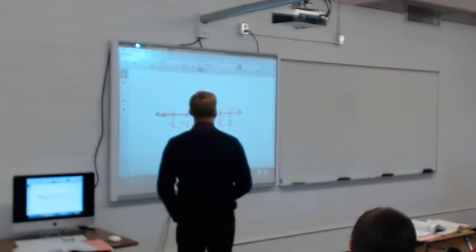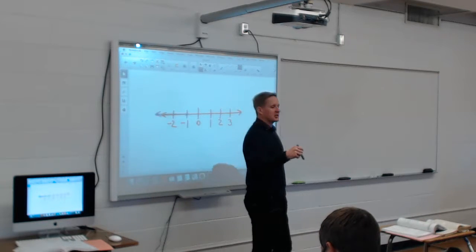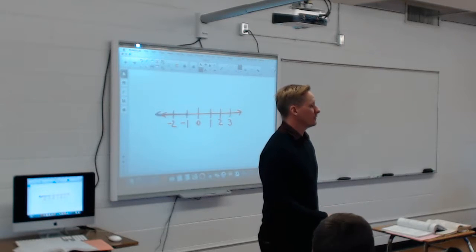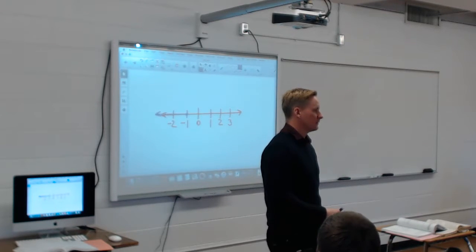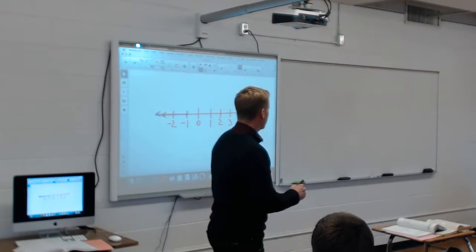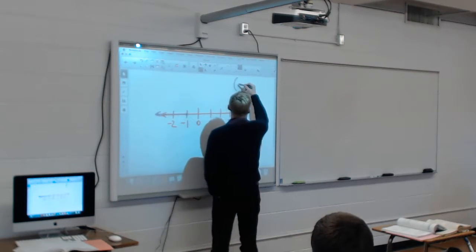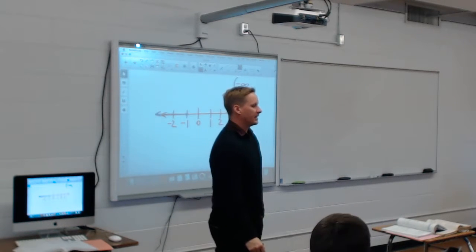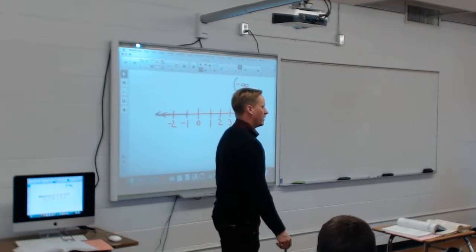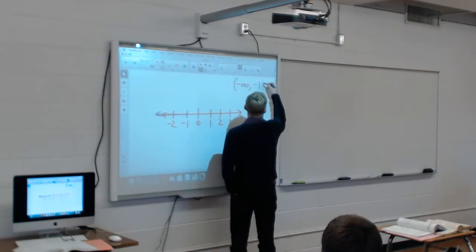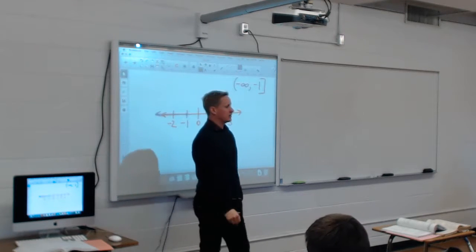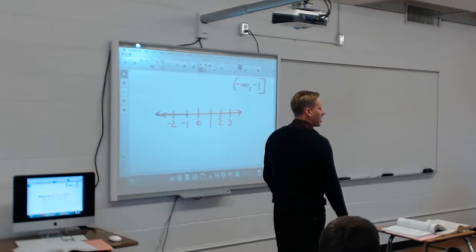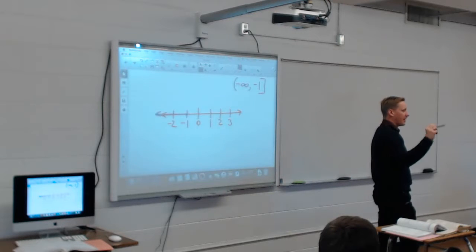Alright, so let's describe this. What is the smallest value that I need to describe? Negative infinity. Exactly, my smallest value is negative infinity. Sammy, what is my largest value? -1. Right, they're all smaller than that. So there's how my notation looks. It's always the smallest, comma, the largest.